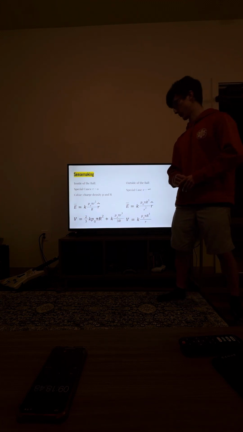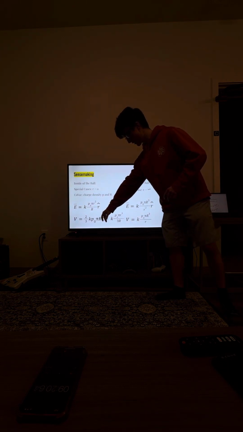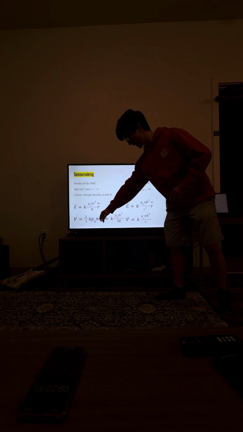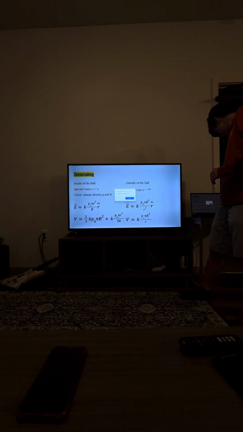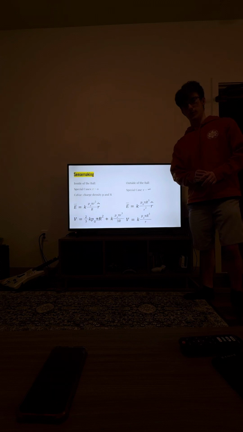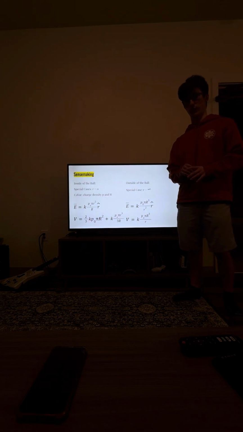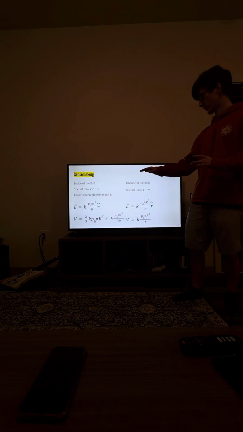This is different for the electric potential. We can see for the electric potential inside of the ball, we have a constant factor here that will remain there regardless of the radius. Because the electric potential is not a vector, it is just a constant. So you add them up from all the charges, unlike the E field.